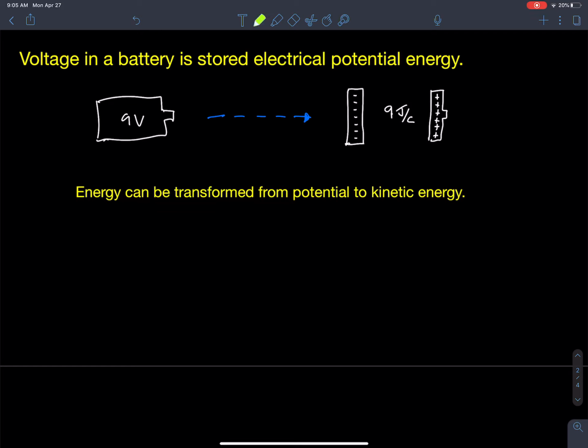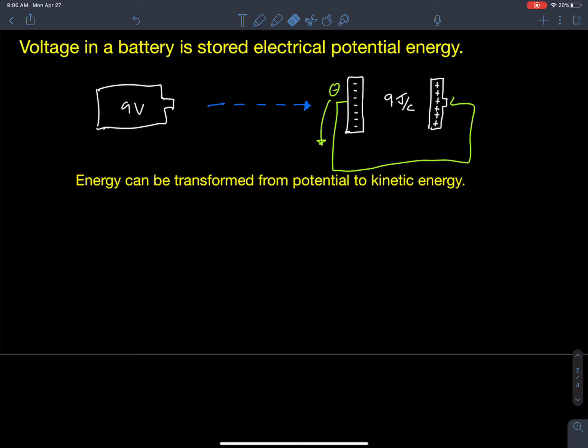So if I connect a wire from one side to the other side, now the electrons can flow through the wire and move to the other side and be attracted to the positive charge. And that 9 joules per coulomb is used as energy that can be transformed into kinetic energy. So 9 joules per coulomb of energy.